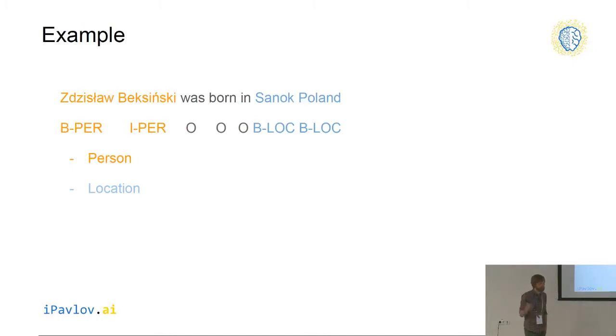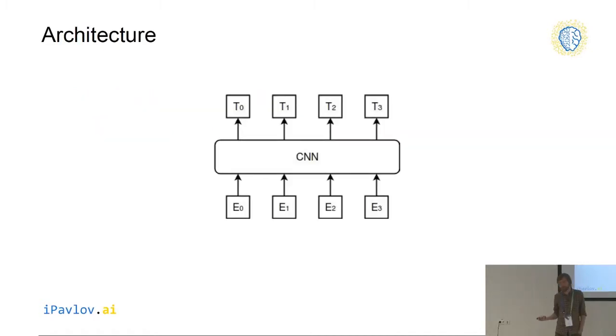The network we're going to use to solve this task is a simple baseline, but it's a good starting point. It would be a convolutional neural network which uses embeddings of the words, which will be trained on the go. You will initialize those embeddings with random values and train those embeddings together with the convolutional neural network. For each token you will have an output, which will be a tag. In our case, it can be something like I-person or B-person or O tag.